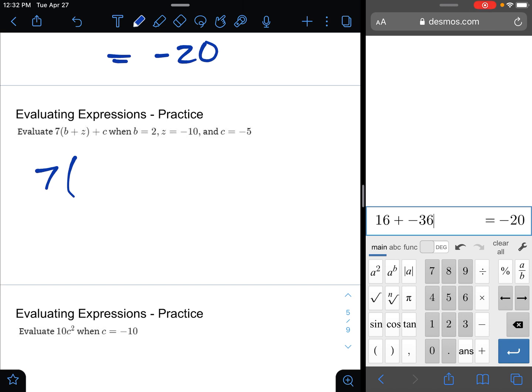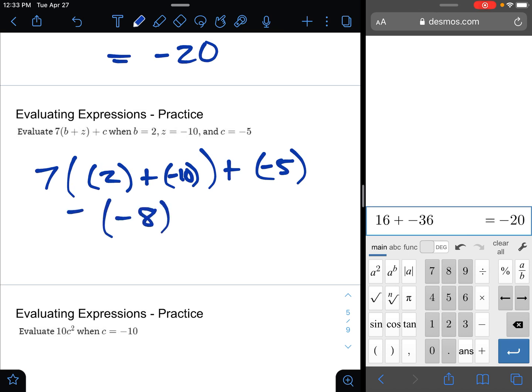For the next one here, we're going to have double parentheses. 7 times, in parentheses, the b plus the z, plus the c on the outside. So the b is 2 plus the z is negative 10, plus the negative 5 outside. Order of operations says to do our parentheses first. So 2 plus negative 10 first is negative 8. And the 7 is still out front, plus the negative 5 on the outside.